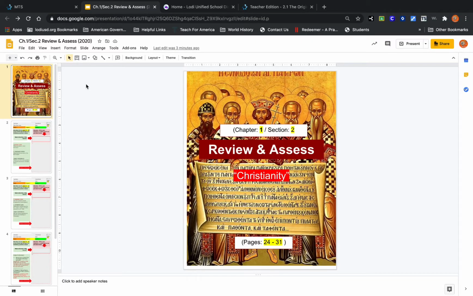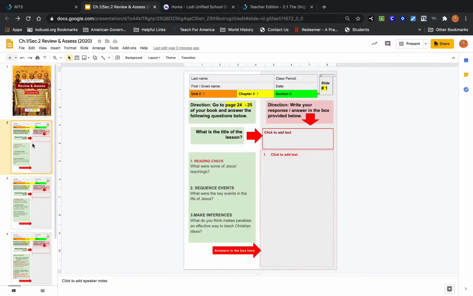For this lesson, I will explain to you how the review and assess assignment works. Let's use Chapter 1, Section 2 of the review and assess assignment since this is the first time that you'll be using this format. These review and assess questions are the same questions that you find at the bottom of every lesson in your world history book.